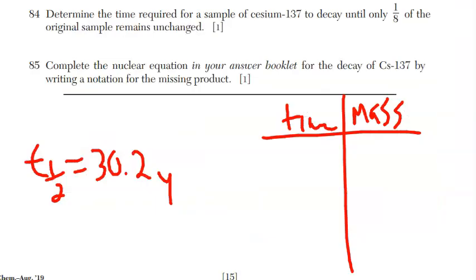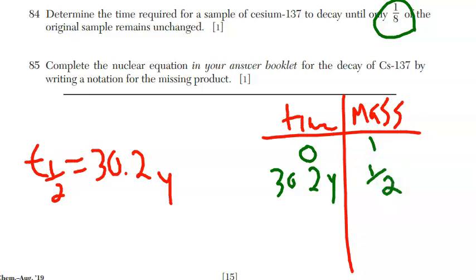I set it up typically on a chart, time and mass. We're starting at time 0. At time 0, you had the whole sample of cesium-137. Now, why am I using the number 1? Because we're going to decay it until we get the fraction. 30.2 years is the half-life. Once we hit that 30.2 years, half of those atoms have decayed into something else, and the mass of the cesium-137 would be half of what it is.